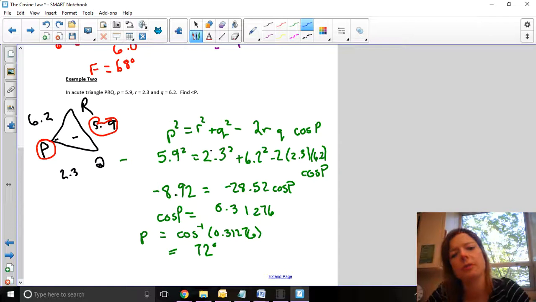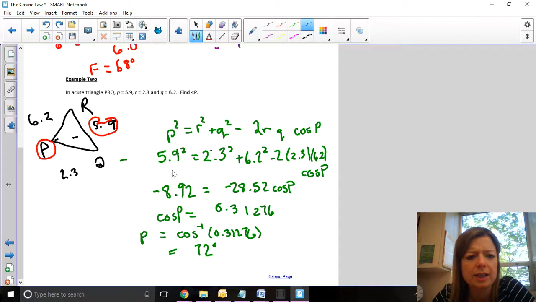Okay, so just to go through what you need to do on your calculator, because I do want you to get out your calculator and make sure you can do this. So how did I get this minus 8.92? Well, I just did 5.9 squared, and then I moved the 2.3 squared and the 6.2 squared over. So 5.9 squared minus 2.3 squared minus 6.2 squared gives me this number. And this negative 28.52, that would just be the negative 2 times 2.3 times 6.2. That's that number. So getting those separate is ideally what you would like to do.